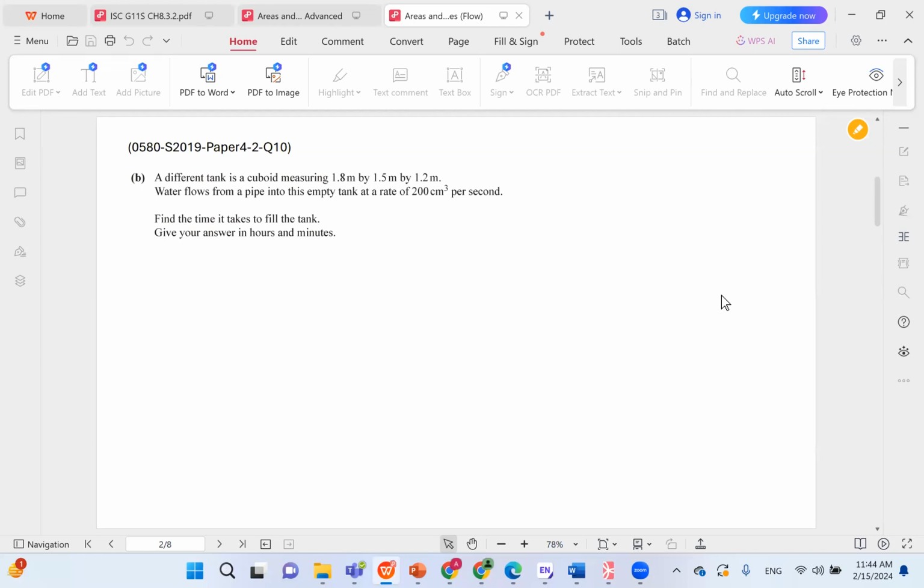So first of all, let's find the volume of the tank. The volume of a cuboid, like any prism, is base area multiplied by height. And the base area is length times width, and then multiplied by height. So this is quite simple. All you have to do here is simply multiply the three numbers together. So we have 1.8 times 1.5 times 1.2. So 1.8 on the calculator times 1.5 times 1.2 gives us 3.24. This would be the volume of the cuboid.